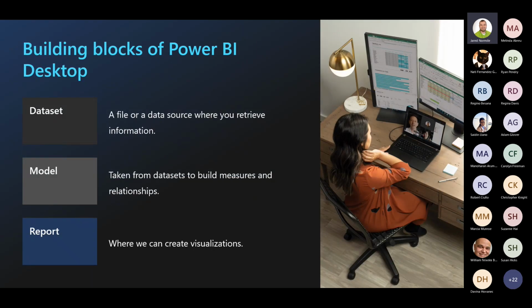Next, we're going to talk about some of the building blocks of Power BI Desktop. First we have dataset. A dataset is a collection of data that is imported or connected to directly. We then have model. When you're getting the data you've connected to ready for analysis, this includes creating relationships between tables and creating measures. We'll talk a little bit about that in the training. And then we have our report. This is going to be one or more pages of visualizations, graphics, and text.